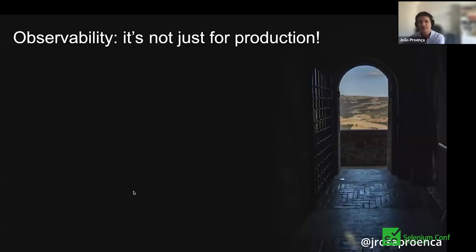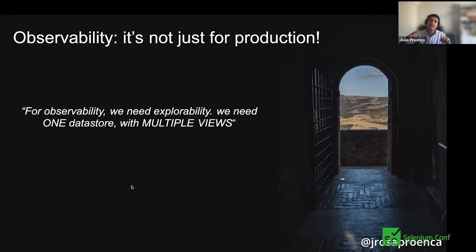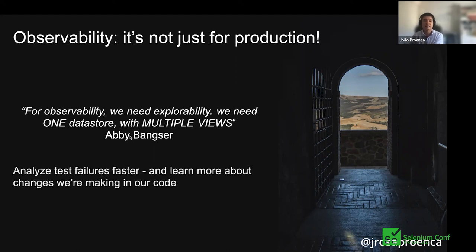So as a key takeaway, observability is not just for production. For observability, we need explorability. We need one data store where all of the data ends up, and multiple views over that data store, and ways to achieve that. This is a direct quote from Abby Bangser, which I've just introduced there. And to analyze test failures faster and learn more about the changes we're making in our code, observability is the future. I truly believe it's a big part of the future of test automation. And that's why it's really important in that context.